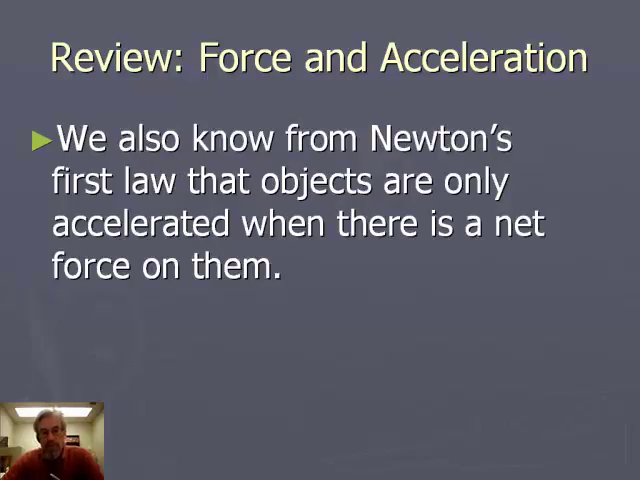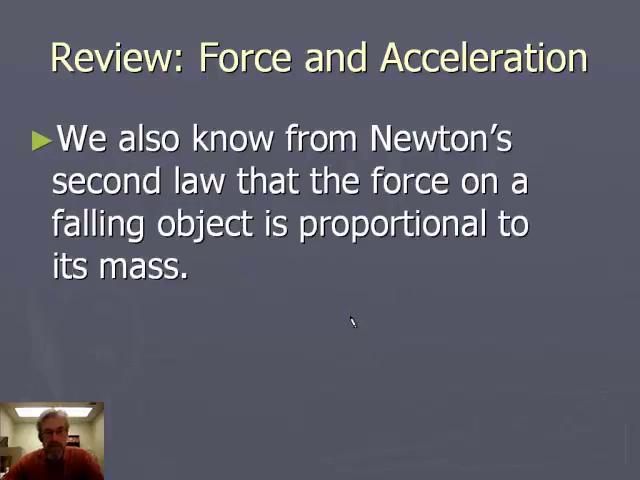But the other thing we know, from Newton's first law, is that objects don't get accelerated unless there's a force acting on them. So in addition to an acceleration due to gravity, there must be some force due to gravity that causes this acceleration. Another thing we know from Newton's second law, which, remember, says F equals ma, is that the force on that object is proportional to whatever its mass is.